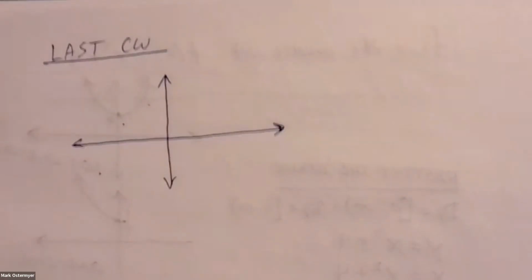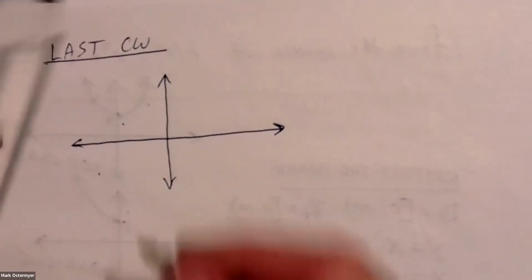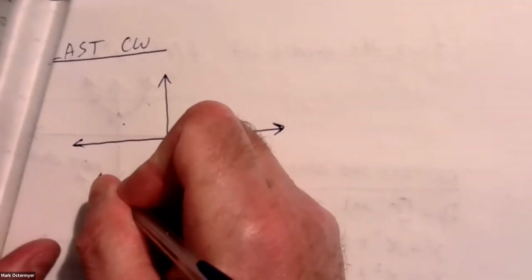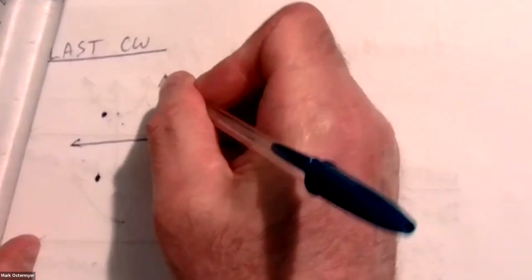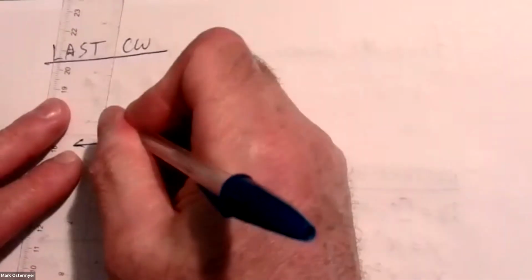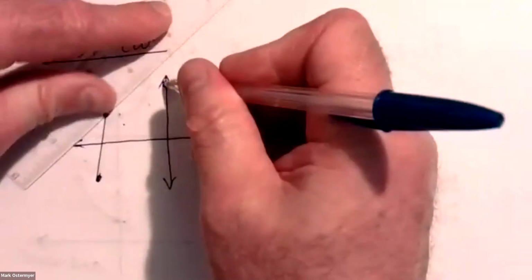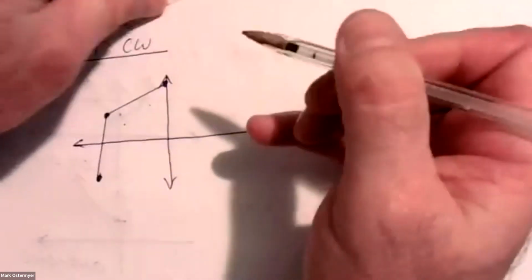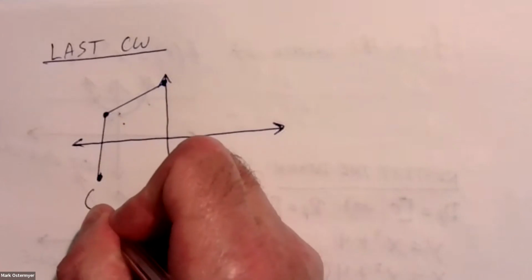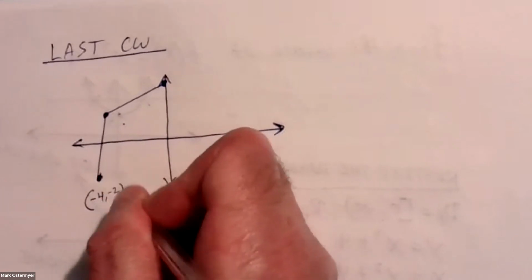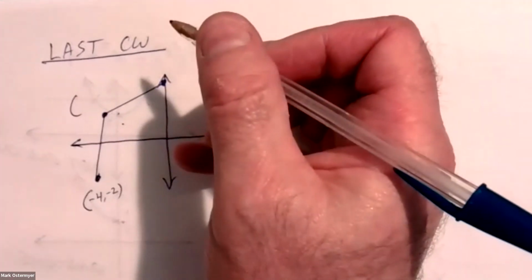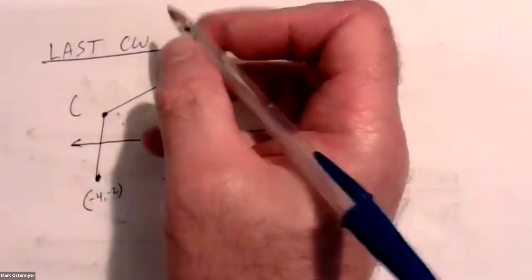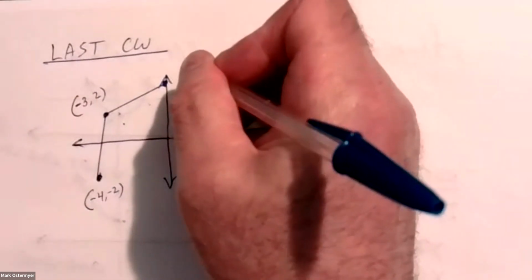Suppose that I give you the graph of some function f, and let's say that it looks like this. Let's suppose the graph of some function f looks like this here. And I'm going to give you these 3 key points here. This point down here is (-4, -2). This point up here is going to be (-3, 2). And this point here is going to be (0, 4).